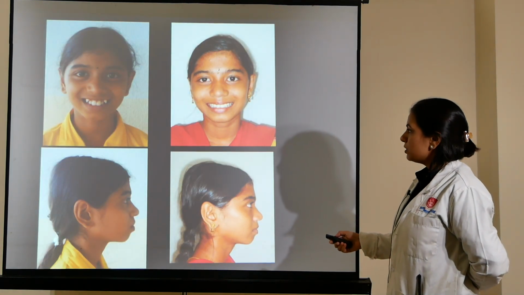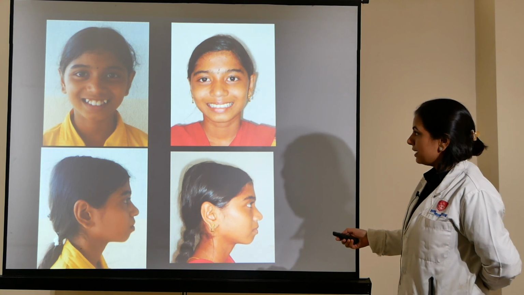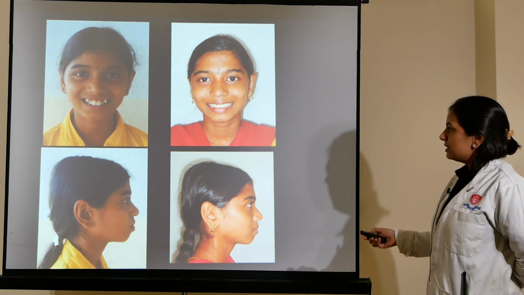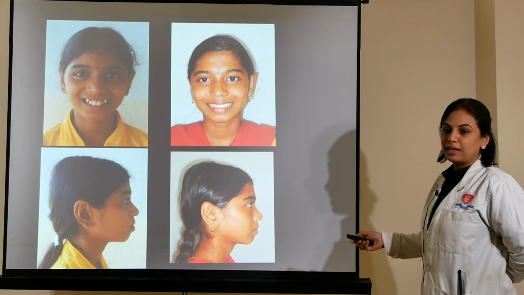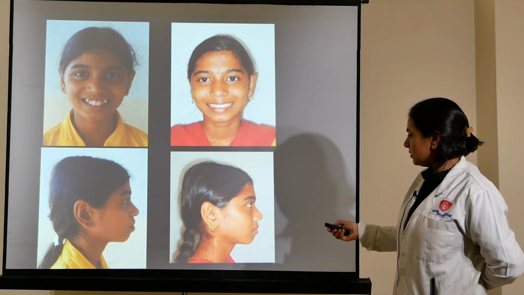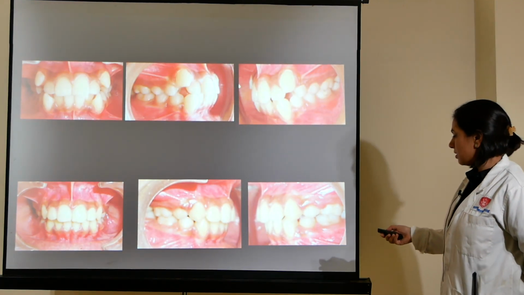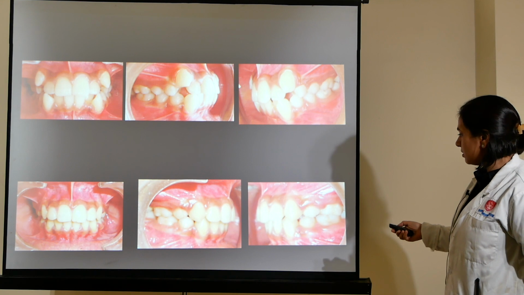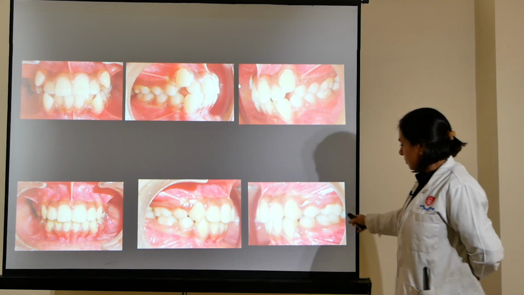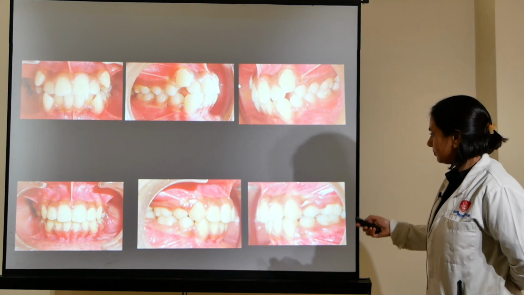So this was the post treatment picture. You can see how her smile has changed, with canines giving a nice shape and a good smile arc. The profile is well maintained. So these are the pre and post pictures. You can see that the posterior occlusion is also very well maintained here.